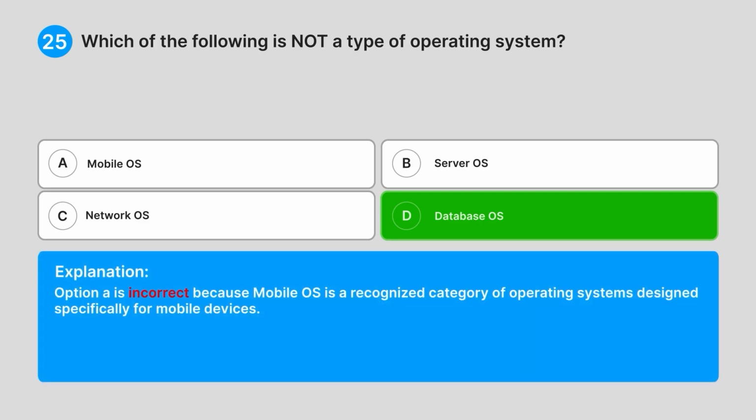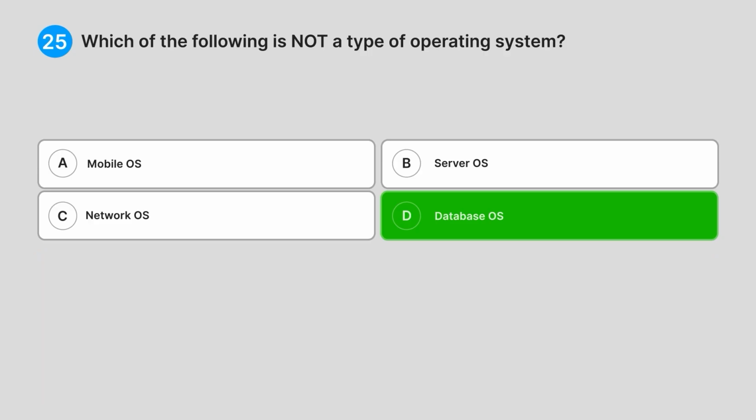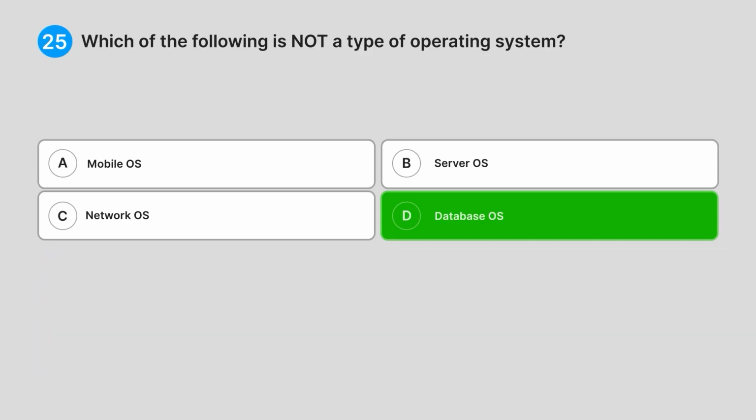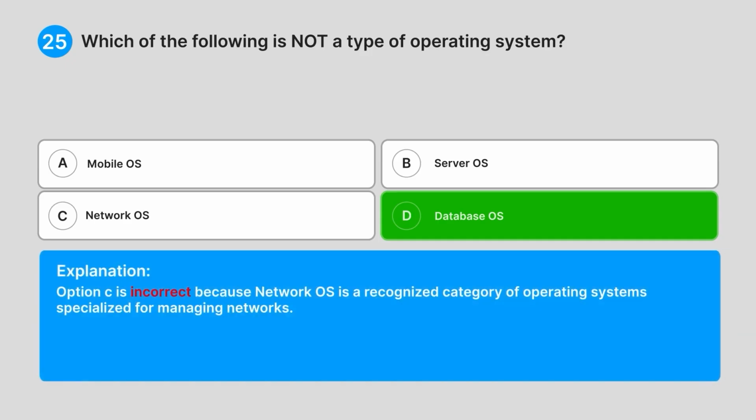Option A is incorrect because mobile OS is a recognized category of operating systems designed specifically for mobile devices. Option B is incorrect because server OS is a recognized category of powerful operating systems designed for server computers. Option C is incorrect because network OS is a recognized category of operating systems specialized for managing networks.